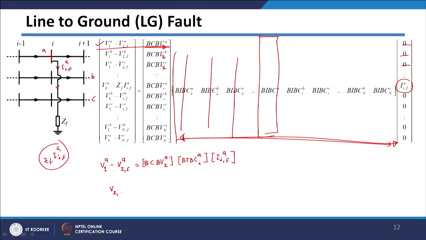So, V post fault voltage of bus 2 A phase will be equal to V1A minus this part here, that is BCBV of 2A and BIBC IA into your fault current, which we already calculated. So, this fault current is known, only one quantity, and then we can get the post fault voltage of the bus 2. We can also write this equation in terms of all the 3 phase quantities.